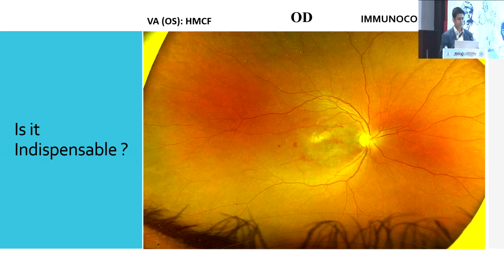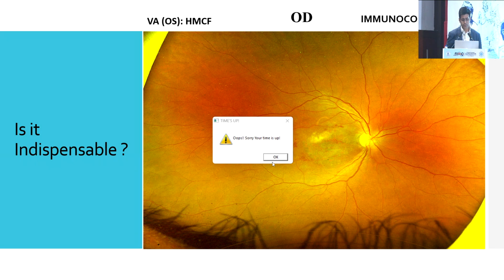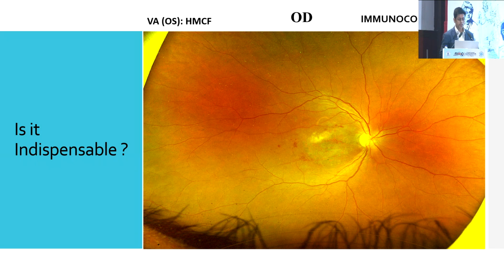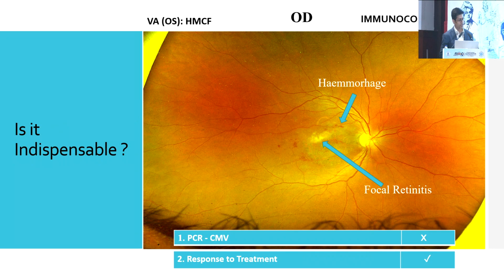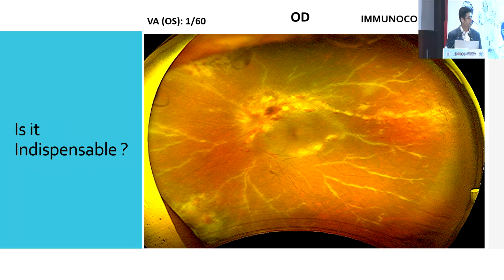Again, another patient. This patient was a patient of ALL, a young patient who had these hemorrhages and focal retinitis over here. We thought it to be CMV. We sent for a PCR. It was negative. We went ahead with the treatment, and it resolved.